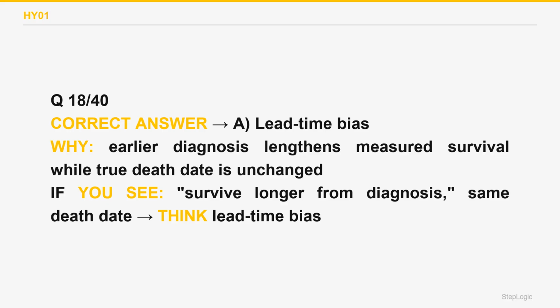Length time bias is a different screening artifact. It comes from preferentially detecting slow-growing tumors, not from starting the clock earlier on the same tumor. Choice B, wrong. Selection bias concerns who is chosen for the study rather than the timing of diagnosis relative to a fixed death date. Choice C, wrong. Earlier diagnosis with an unchanged death date is lead time bias.